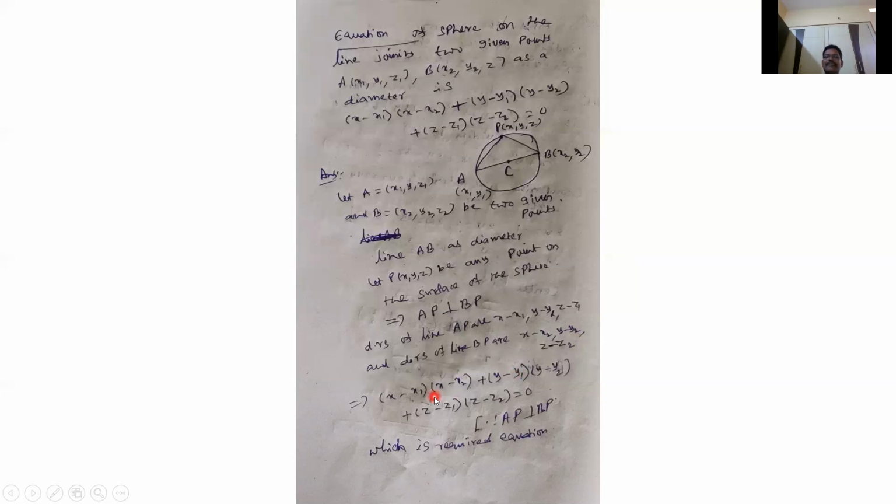So here we are getting (x minus x1)(x minus x2) plus (y minus y1)(y minus y2) plus (z minus z1)(z minus z2) equals 0. So finally, the equation of the sphere with diameter AB, whose endpoints are (x1, y1, z1) and (x2, y2, z2), is (x minus x1)(x minus x2) plus (y minus y1)(y minus y2) plus (z minus z1)(z minus z2) equals 0.